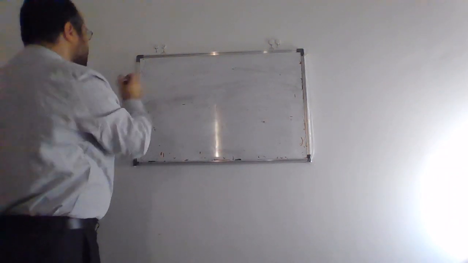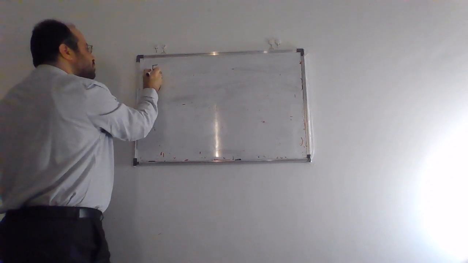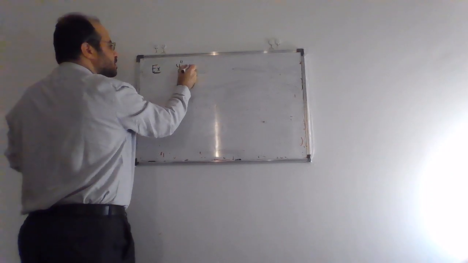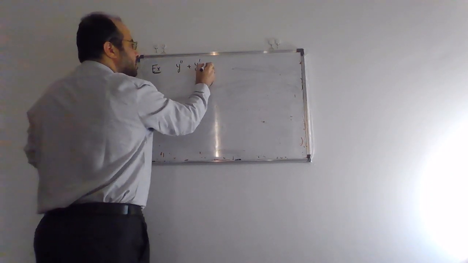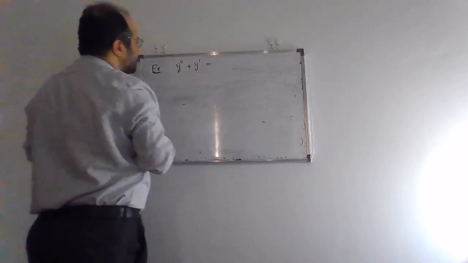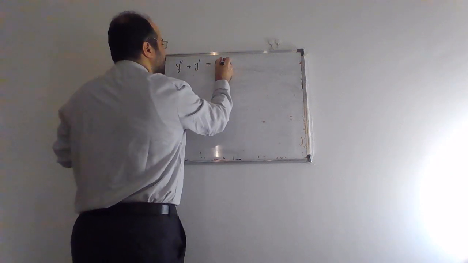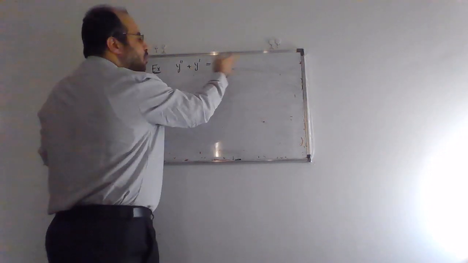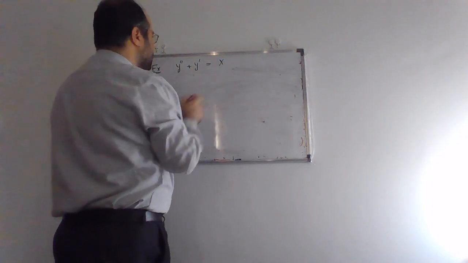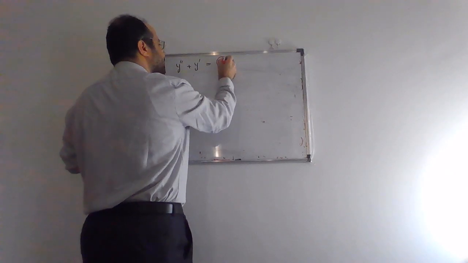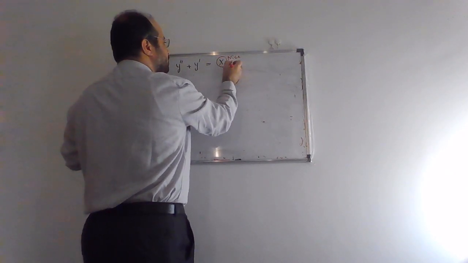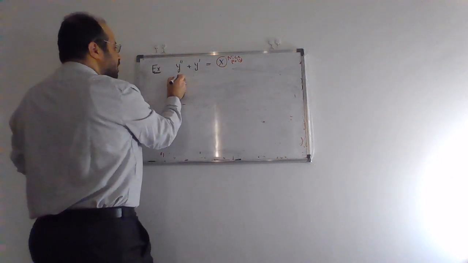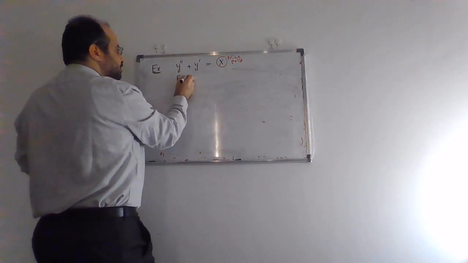Here is another example. I'm going to keep the same question, y double prime plus y prime equal to, now I'm changing the right side and I want to put something like x here. You could imagine that we have more, maybe x squared or whatever. So we have a nice function here, this is a polynomial. The question is asking, find the general solution.